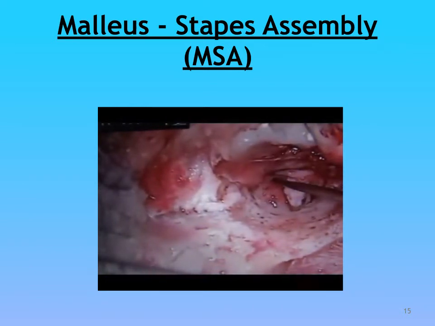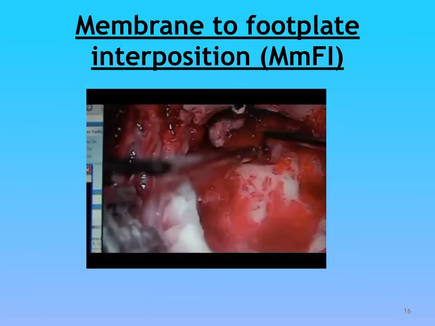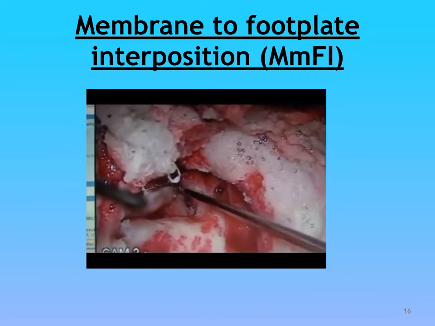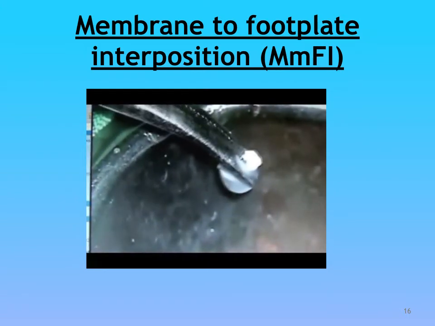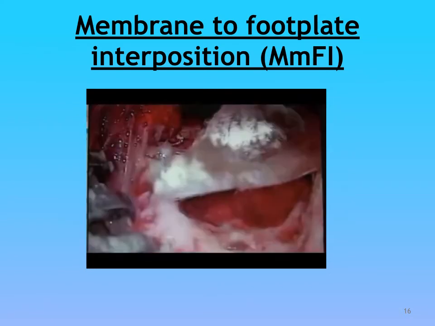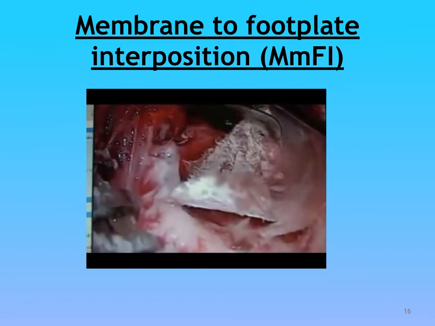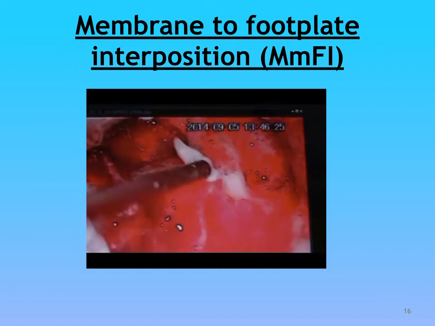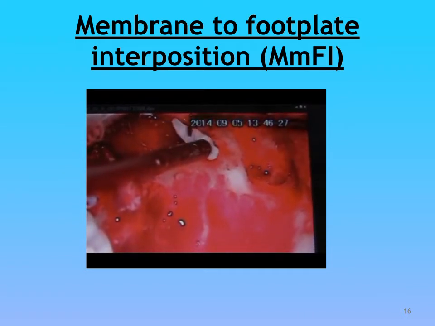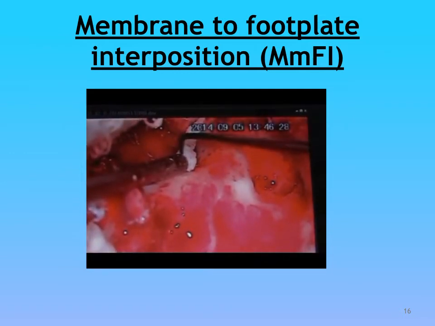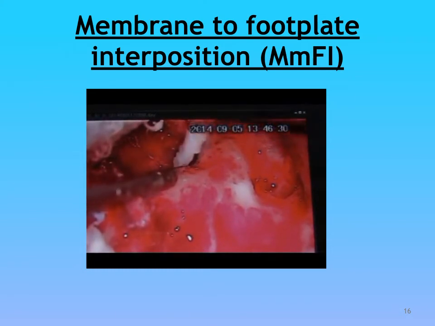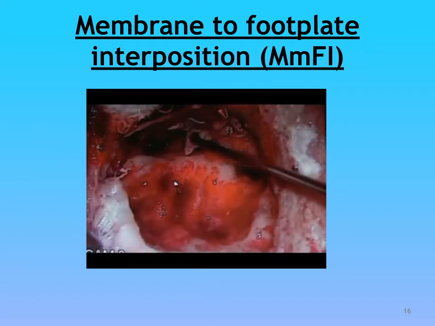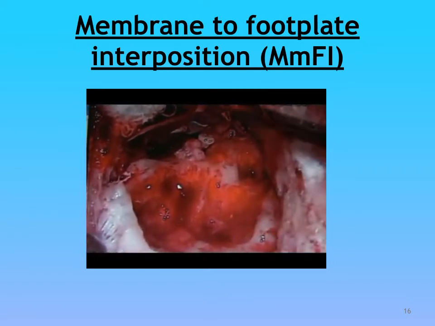I can see the positioning of the graft, and nice. This is the oval window. Incus was shaped. The temporalis fascia graft is positioned. Graft lifted. Processed incus was positioned over the footplate of the stapes. A small piece of periosteum is given for supporting the graft.